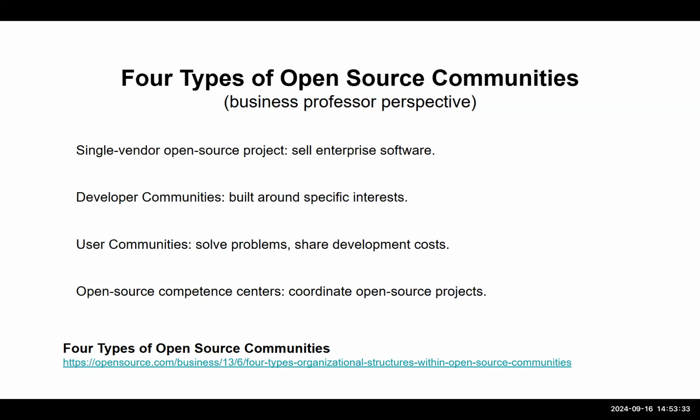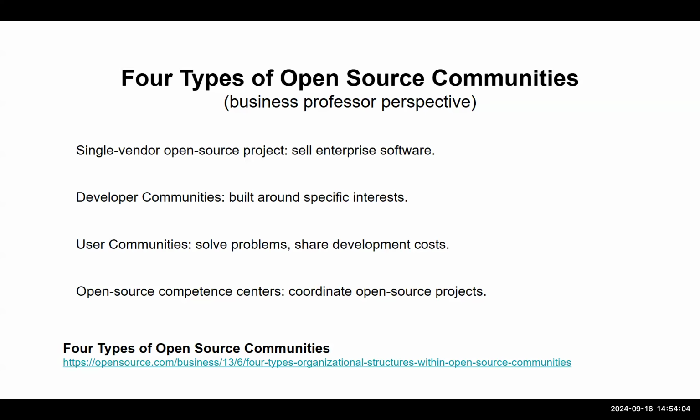The other is developer communities, and these are built around specific interests. Developer communities might be people who come together to build some sort of open source software, and then might move on to another project. But these are people who want to do the development. And it's pretty generic because you can build just about any type of software you want based on your interests. We have user communities where people are interested in solving problems and sharing development costs.